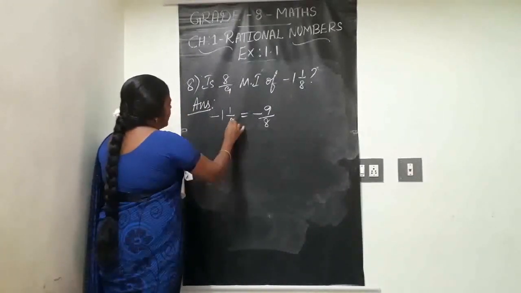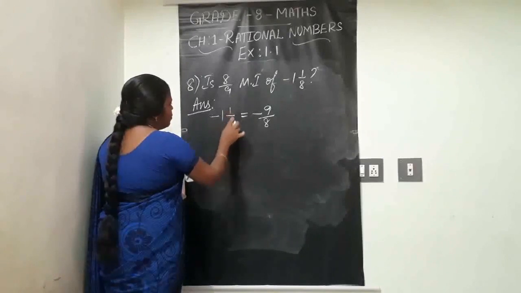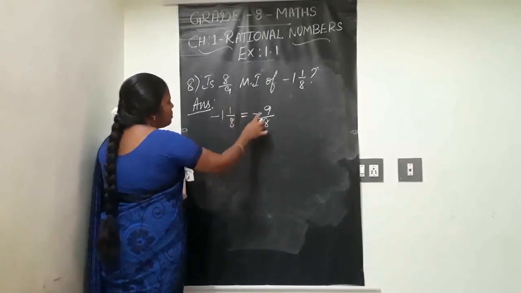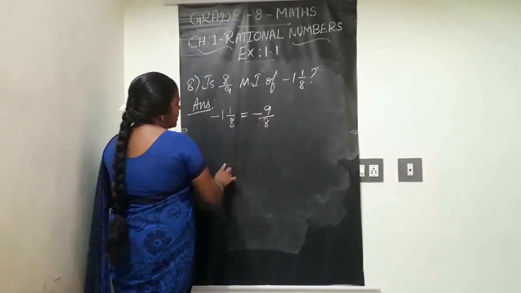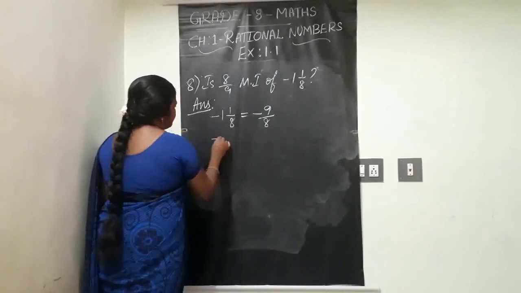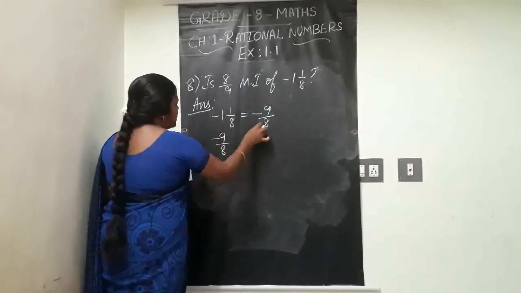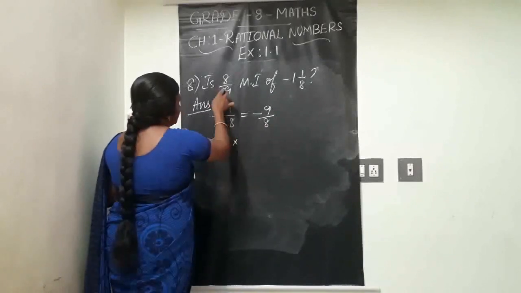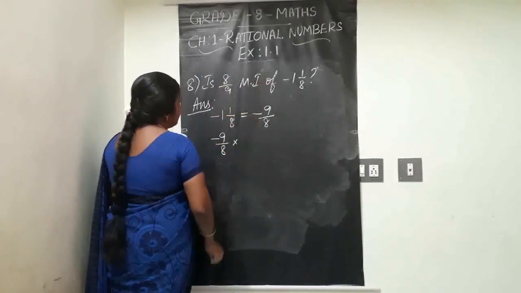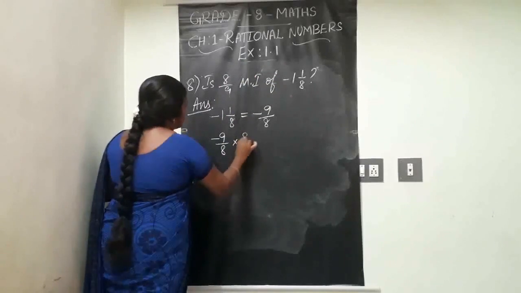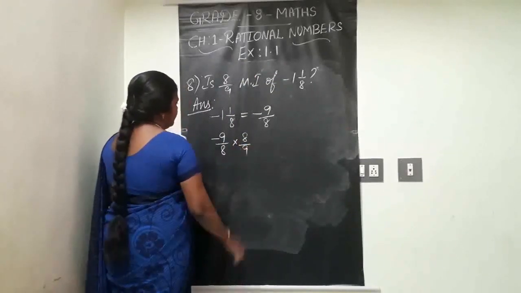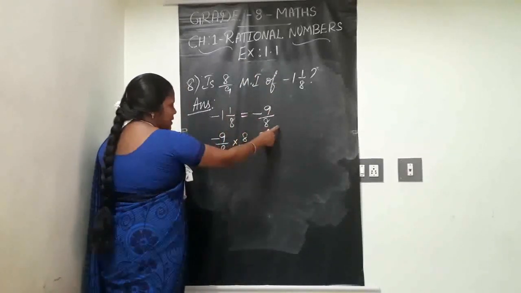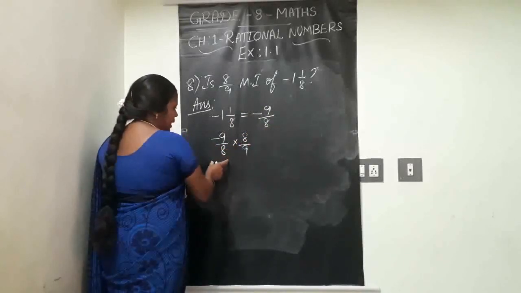Say, the given number is minus 1 by 8. In improper form, that is minus 9 by 8. Take that. What is its reciprocal? Here, they told us to take the reciprocal of that one. That means it becomes 8 by 9. This number we changed in this way.